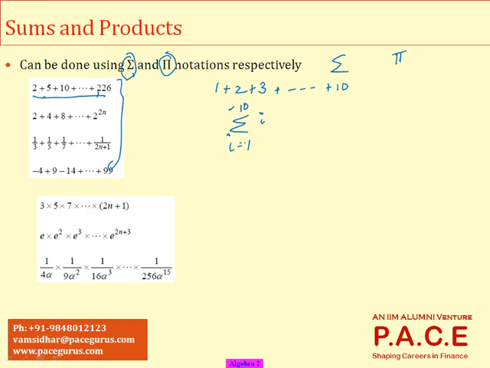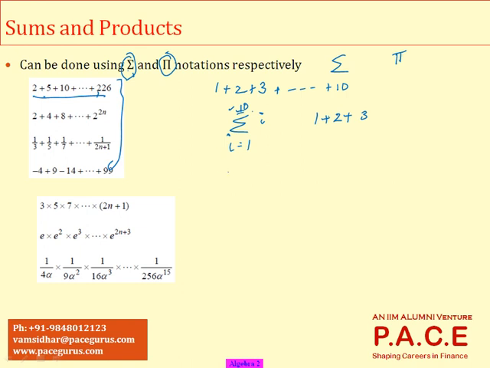So first i will become 1, which means 1. Because there is a sigma, there will be a plus. Now I will take the next value 2. Because there is a sigma, another plus 3. I will go on up to 10. So it becomes 1 plus 2 plus 3 plus so on up to 10. That's the way it should work out.